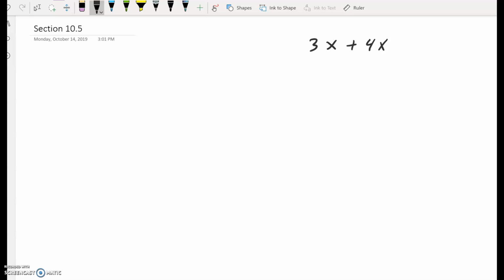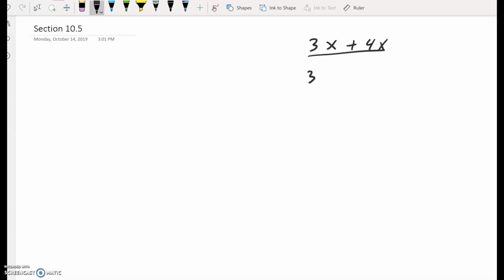One of the main ideas in section 10.5 is that when you add or subtract, you generally have to add or subtract like terms. So you guys know that 3x plus 4x equals 7x, and you may even be aware of why it does. The answer is that you can rewrite this using the distributive property this way, and then 3 plus 4 is 7, and you have 7x. But something to realize here is that this is true no matter what x is.